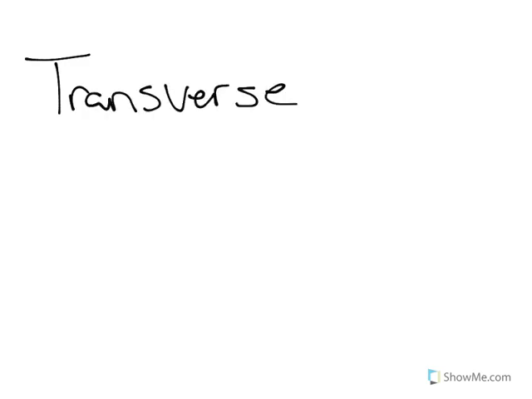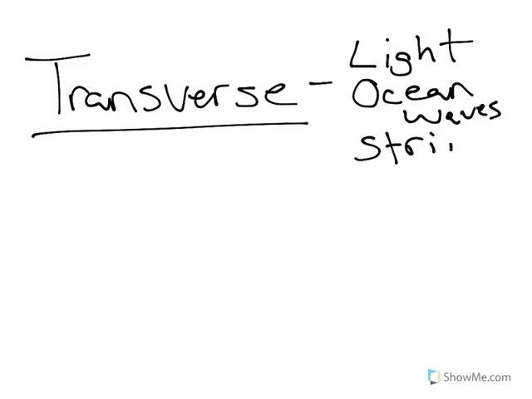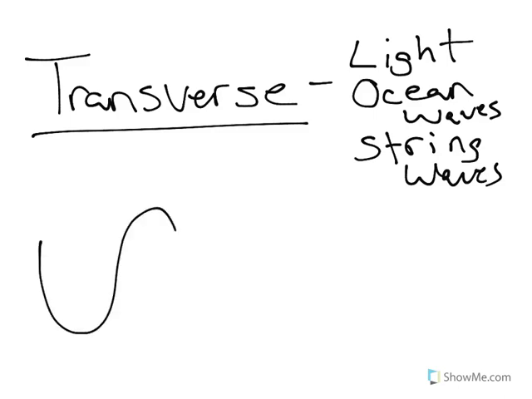Now there are three types of waves. The first type is a transverse wave. Transverse waves are the ones that we are most familiar with seeing, but they're actually only used in these two situations, light and ocean waves. These are the two we need to know about. We could also do string waves that we've done. And what you have here is a wave that looks like this.